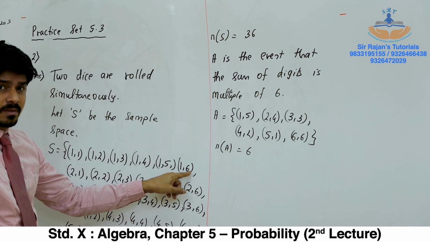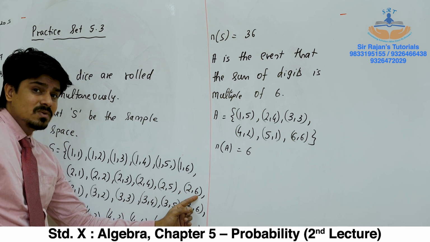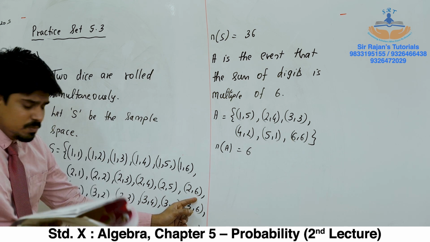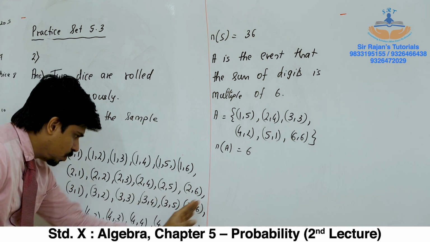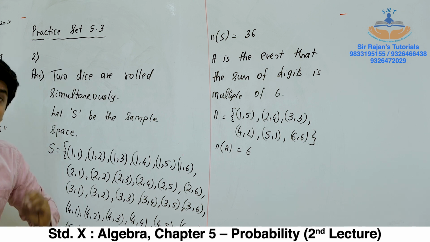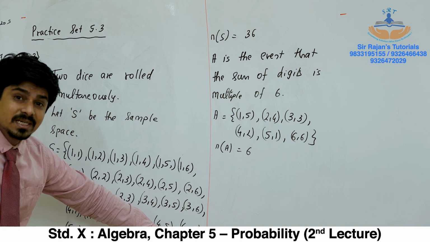1, 6 will give you 7, not satisfying our condition. Second row, 2, 6 gives us 8, does not satisfy the condition. Sum should be minimum 10. 3, 6 does not satisfy. That means in the first 3 rows there is not a single combination whose addition is minimum 10. Next row, 4, 6, addition 10 will work.